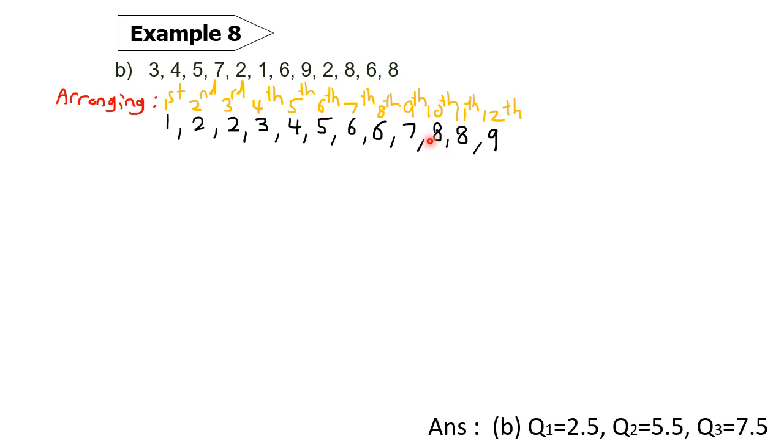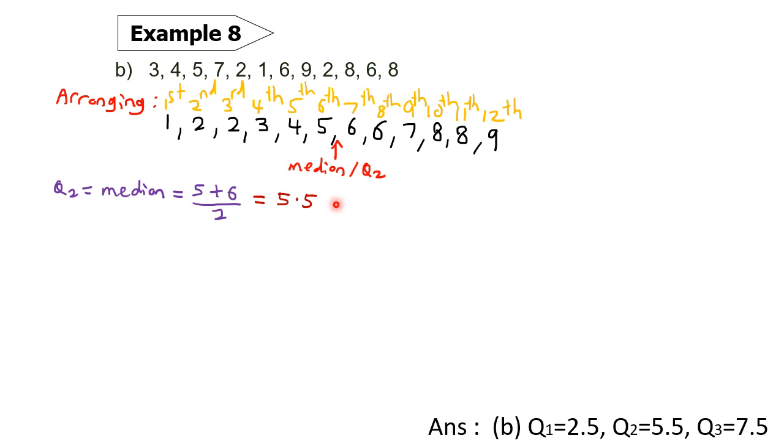So for the median, since the number of data here is even, the median will be in between 5 and 6, right? In between 5 and 6, that is the 6th and 7th observations. So to find the median, we find the average of 5 and 6. So we get the value of the second quartile, which is also the median.